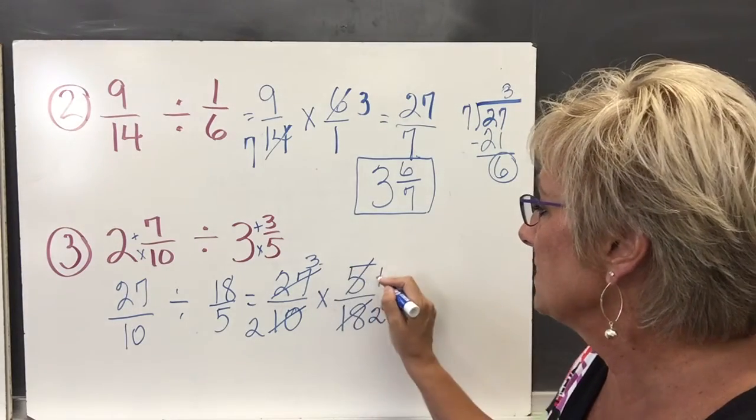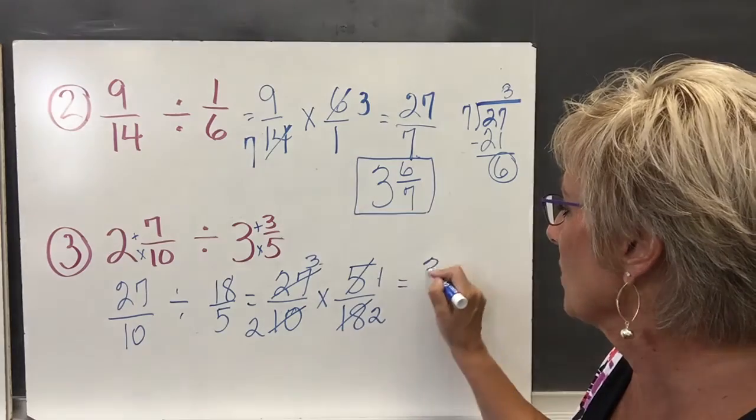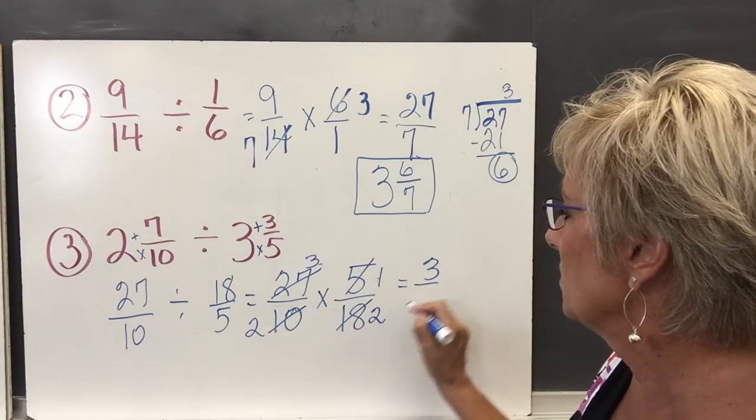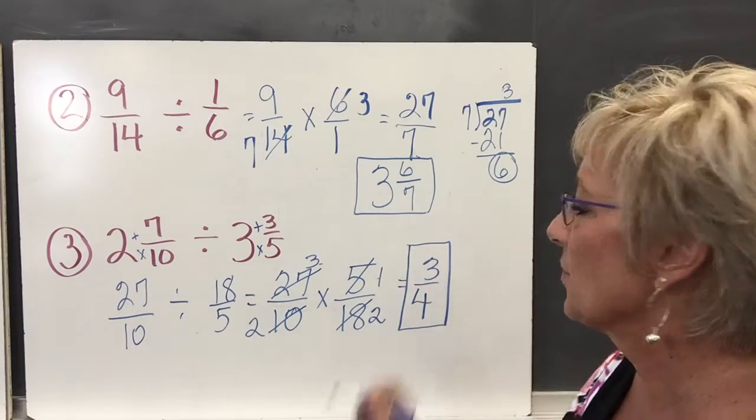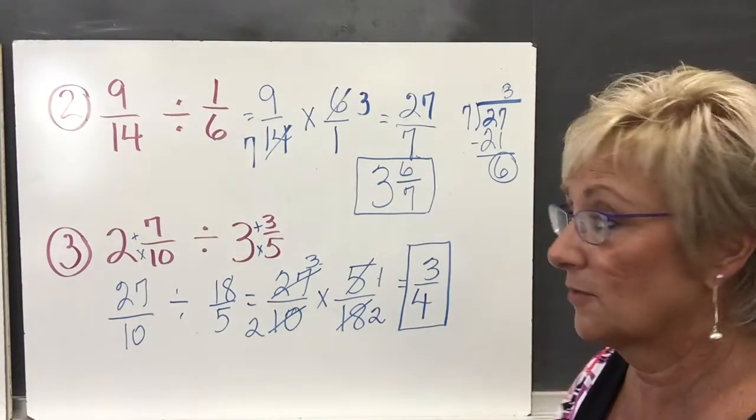So I'm going to say 1 times 3 is going to give me 3. And I know that 2 times 2 will give me 4. So I cannot reduce it any further, so 3/4 is going to be my answer.